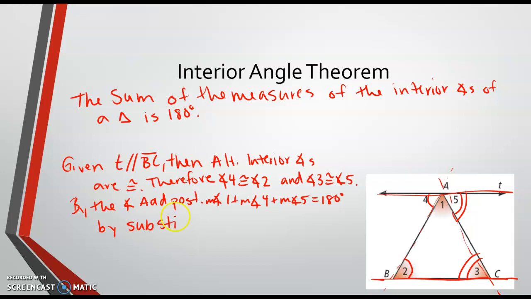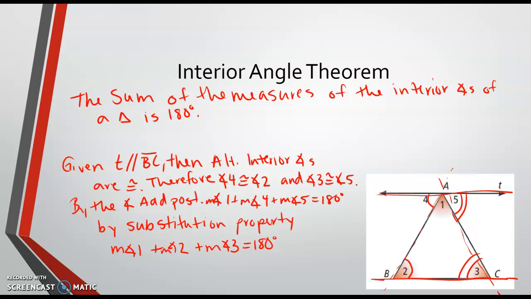Now, by the substitution property, I can change 4 and 5 to the angles they're congruent to. Angle 4 was congruent to angle 2, so the measure of angle 1 plus the measure of angle 2 plus angle 5, and angle 5 is congruent to angle 3. So the measure of angle 1 plus the measure of angle 2 plus the measure of angle 3 equals 180 degrees. So therefore, the inside angles of a triangle equal 180 degrees.